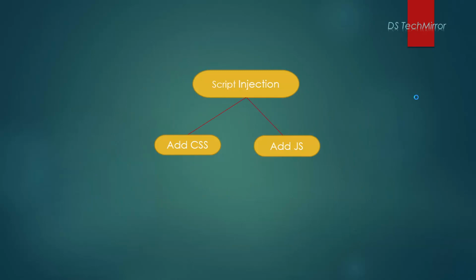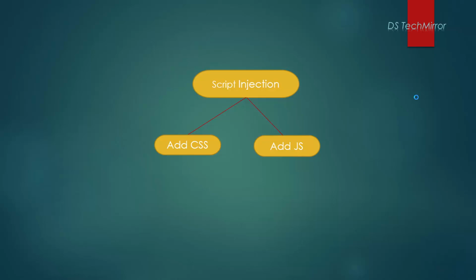As part of the script injection, I will cover these two parts: how you can add a CSS to a modern SharePoint page using application customizer, and how you can add your JS file or JavaScript code to a modern SharePoint page using application customizer. It is going to be very simple, so let's get started. I will directly jump into my code.